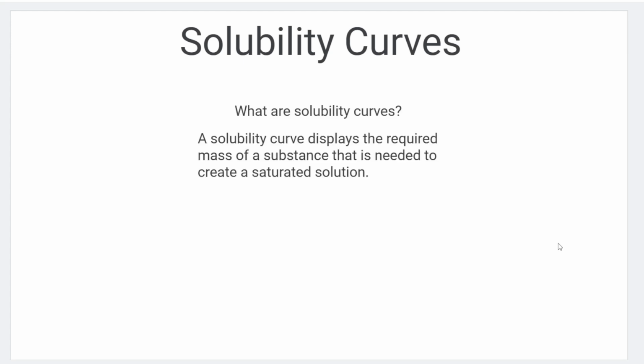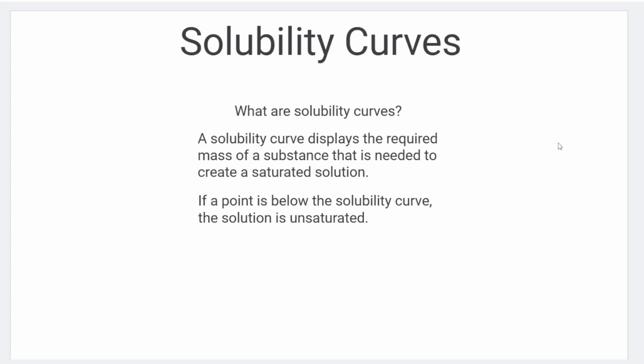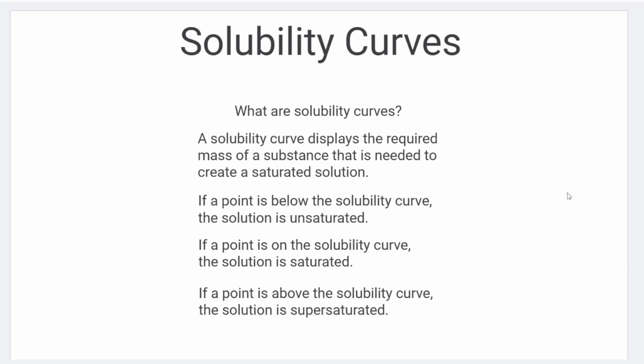How do you use solubility curves? Well, first, what are solubility curves? A solubility curve displays the required mass of a substance that is needed to create a saturated solution. If a point is below the solubility curve, then the solution is unsaturated. If a point is on the solubility curve, then the solution is saturated. And if a point is above the solubility curve, the solution is supersaturated.